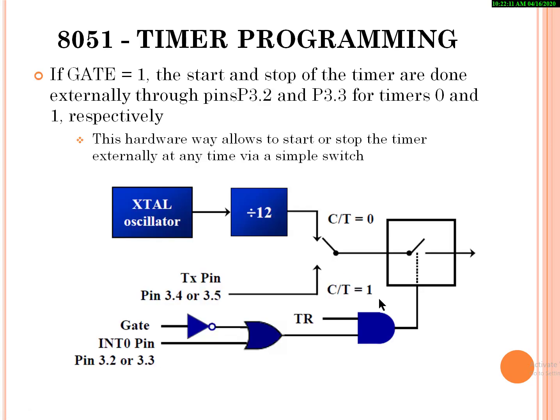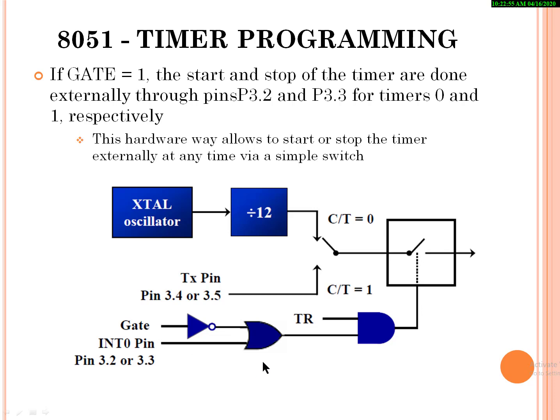Now we'll see the importance of gate. This is the internal diagram of the timer. We have an oscillator, and the oscillator frequency is divided by 12, and there is a control here. This control is nothing but C/T. If C/T is equal to 0, we are getting the input from the oscillator. If C/T is 1, we are getting the input from the external pins, P3.4 and P3.5. This control is in turn controlled by the gate and the INT0 pins.